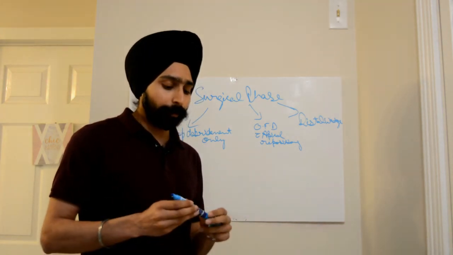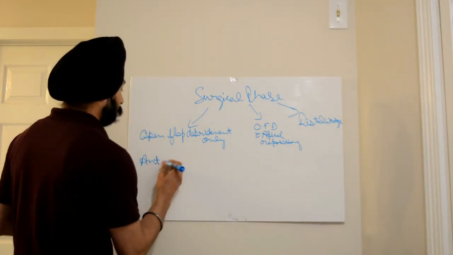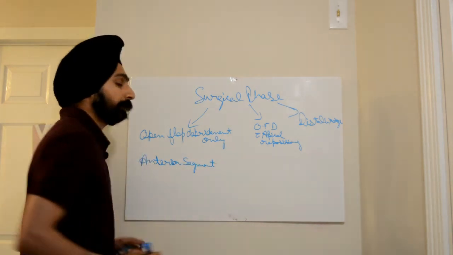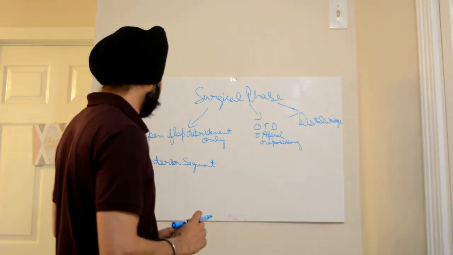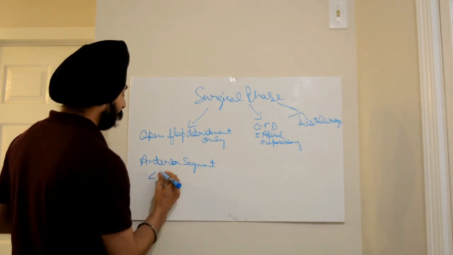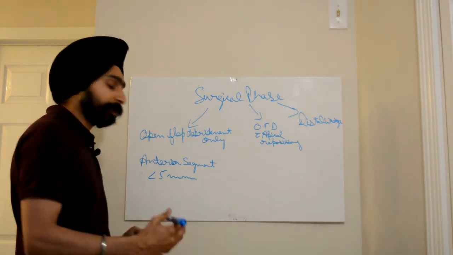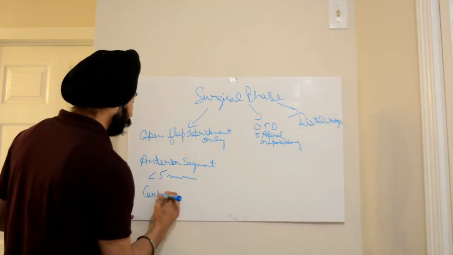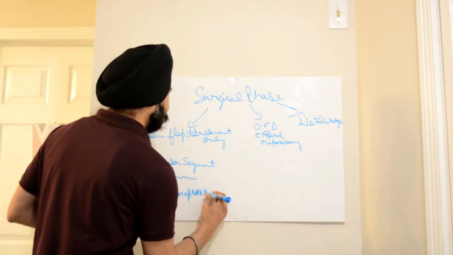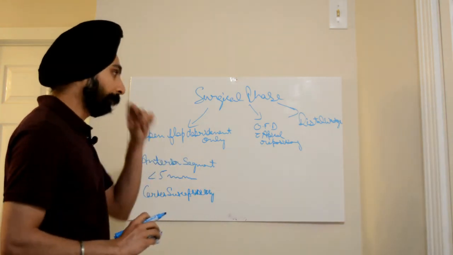Let's say if the pockets are located in the anterior segment of the mouth, for example central incisors and canines, or if the pockets are less than 5 mm deep, and the third one is if the patient is having caries susceptibility, that is patient has a greater tendency towards caries, then we will perform open flap debridement only.